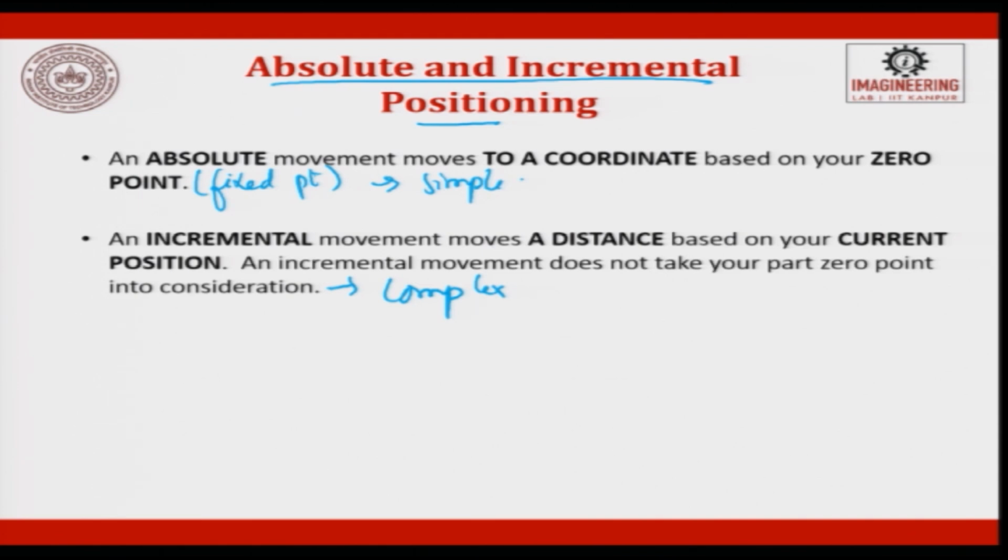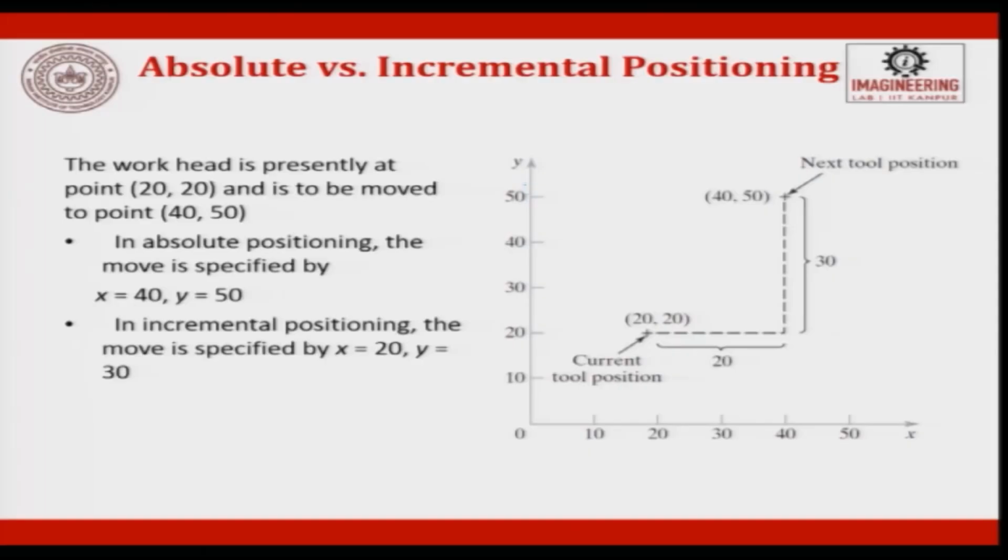In a program, you can have a combination of both. You can start with absolute, end with incremental, or start with incremental, end with absolute, or start with absolute, work in incremental and go back to absolute to finish the program, to make a part. So, these are the examples for absolute and incremental. The work head is present at point 20, 20 and is moved to the point 40, 50. In the absolute case, you will write it as x 40 and y 50, because it all happens with respect to this 0.